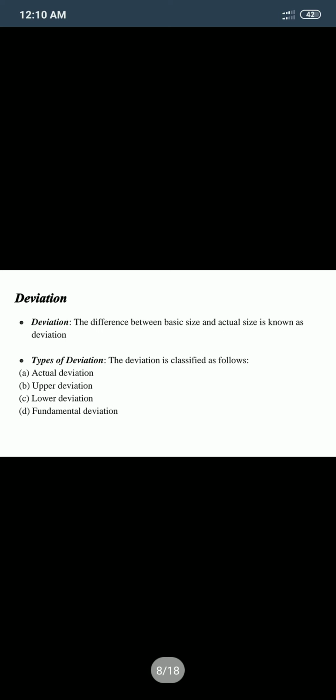Deviation. Deviation is the difference between the basic size and actual size. It's called the deviation. There are four types of deviation: actual, upper, lower, and fundamental deviation. Then deviation representation. Here the figure shows the deviation representation having the actual deviation, upper deviation, lower deviation, and fundamental deviation. Actual deviation is defined as the difference between the actual size and the corresponding basic size. Then upper deviation is the difference between the maximum limit of size and the basic size. Then lower deviation is the algebraic difference between the minimum limit of size and the corresponding basic size. And fundamental deviation is the deviation of the tolerance band away from the basic size.